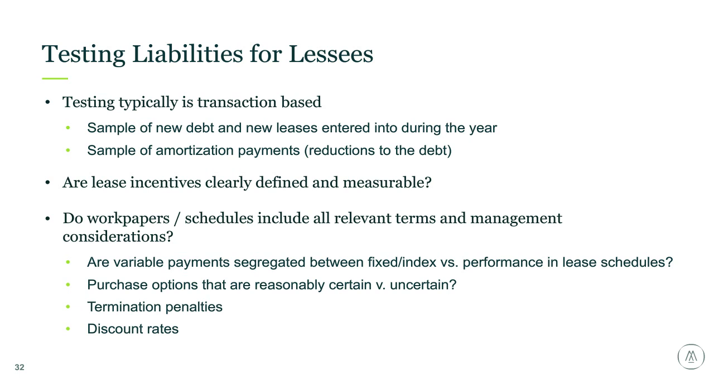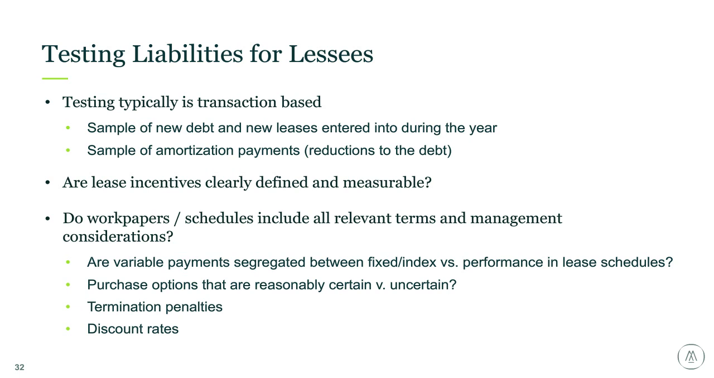Because that initial measurement of the liability is reduced by lease incentives or receivables from the lessor, it will be really important for an auditor to understand these terms. So are they clear and defined in the agreement? Did any negotiations take place outside of the contract that are being considered? Are those documented so there's a proper audit trail for us to look at?